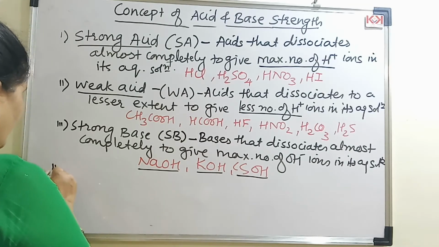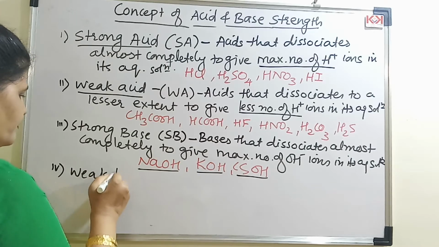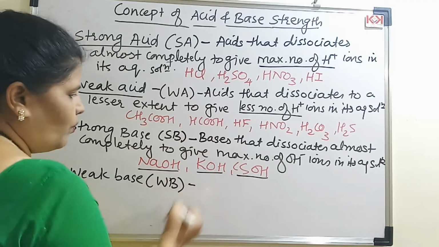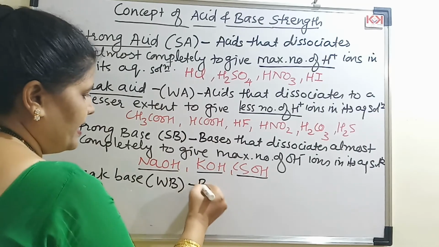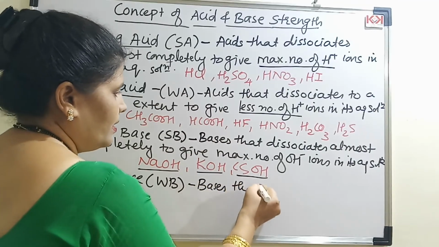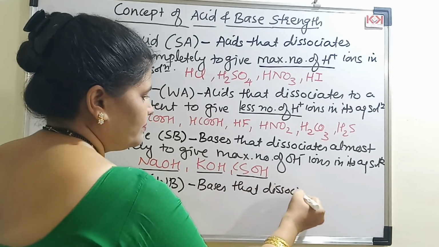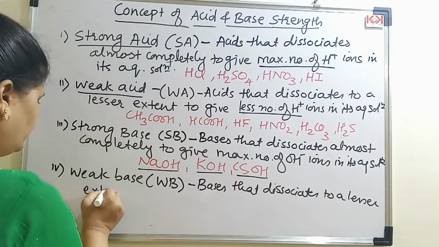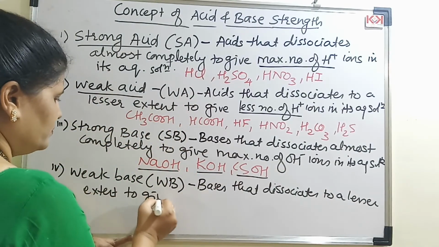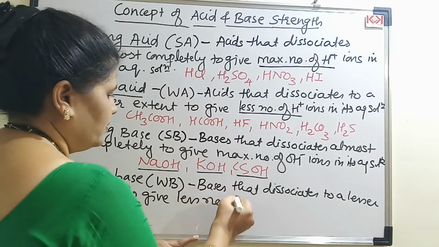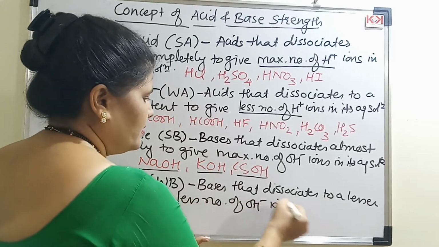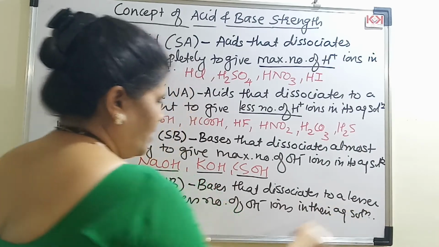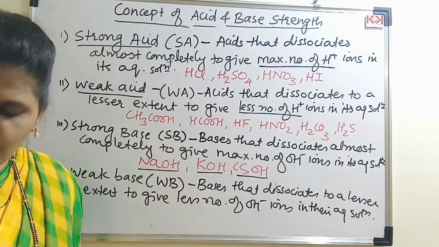Let us see the next one, that is a weak base. Weak base, I will write it as WB. So what will be the definition here, students? Bases that dissociate to a lesser extent to give less number of OH minus ions in their aqueous solutions. So the definition is nearly the same as that of acids.